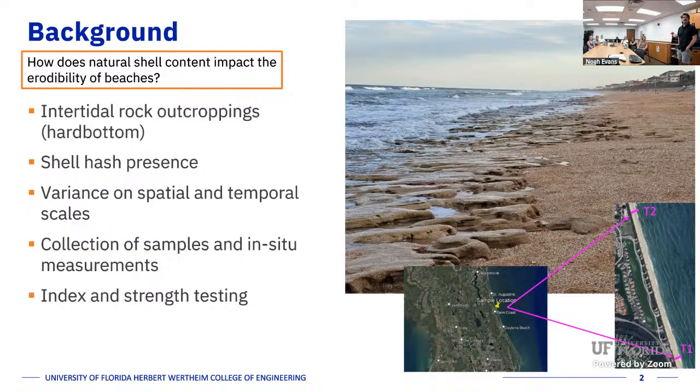So to do this, we started with a collection of samples and some in situ testing. And then we took the soil and we brought it back to the lab and did some index testing and some strength testing to get some values. And I'll talk a little bit about that later.